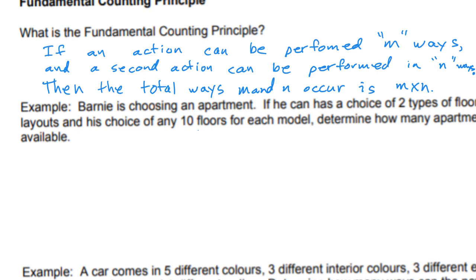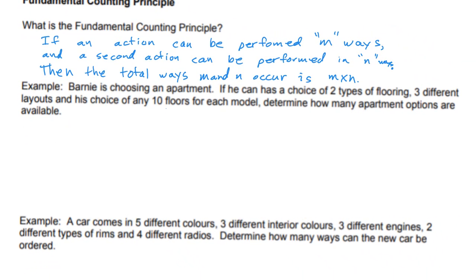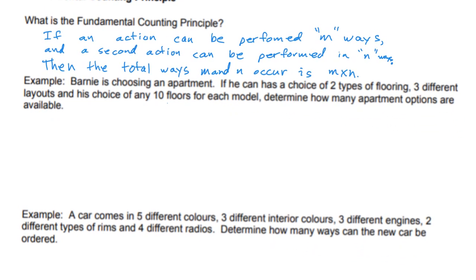So let's take a look at this first problem here. Barney is choosing an apartment. If he has a choice of 2 types of flooring, 3 layouts, and he has another choice of any 10 floor models, how many apartment options are there? So here's what we're going to do. When we do this problem, I tend to lay out all the choices that I have. We have flooring, we have layouts, and we have 10 floor models. So these are 3 different independent events.